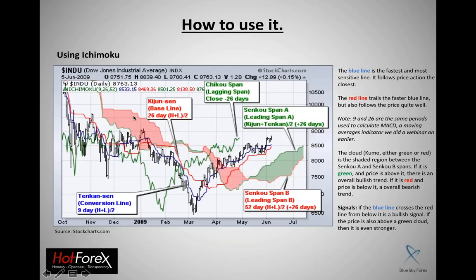If there's some cloud cover over the price, so if you have this red cloud, this Kumo above the price, like you see here, it's a bearish trend. And notice how the price continued to drop. Okay, so that gives you a directional indication.